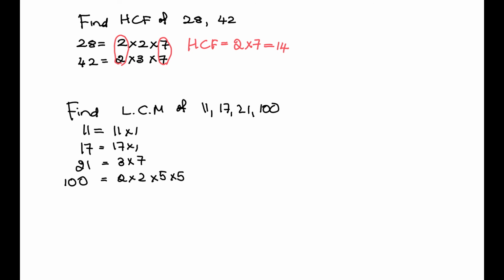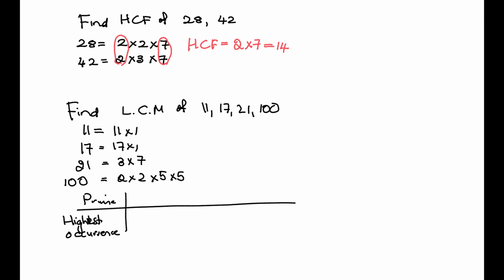Now, this is a little trick that works. Let's set up a table. So we've got one line of our prime numbers and the highest number of times they occur. The prime numbers that we've got are 2, 3, 5, 7, 11, and 17. Now, the highest number of 2's that we've got is 2. The highest number of 3's, we've got one of those. We've got 2 5's. We've got 1 7, 1 11, and 1 17.